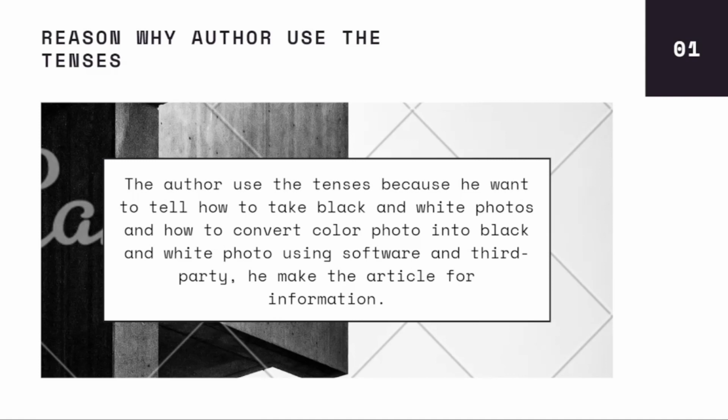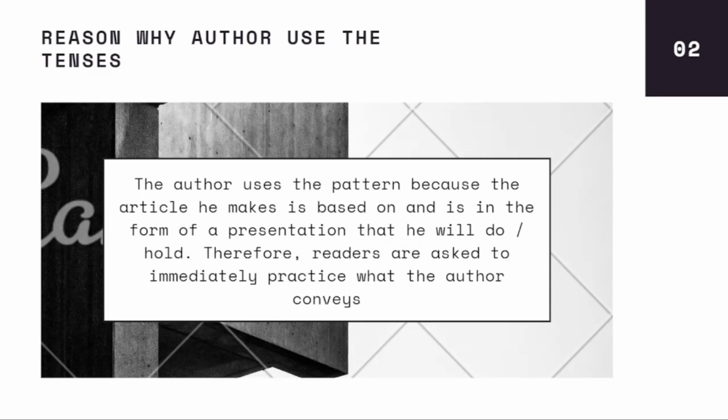Reason why the author used the tense. The author used the tense because he wanted to tell how to take black and white photos and how to convert color photos into black and white photos using software and third party tools. He made the article for information. The author used the pattern because the article he makes is based on and is in the form of a presentation that he will do or hold. Therefore, readers are asked to immediately practice what the author conveys.